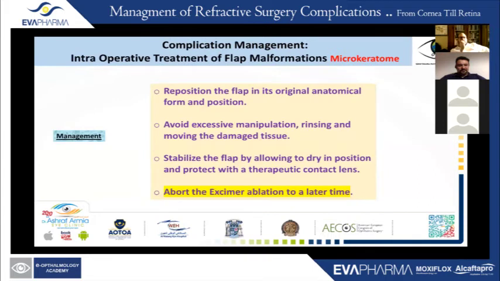How to manage? Reposition the flap in its original anatomical form and position. Don't do much manipulation, as little manipulation as you can. Don't use much water, don't rinse too much with BSS, and don't move the tissue too much, so as not to cause more damage. Usually stabilize the flap by allowing dry adhesion and protect with a therapeutic contact lens. For sure, excimer ablation should be aborted for a later time.